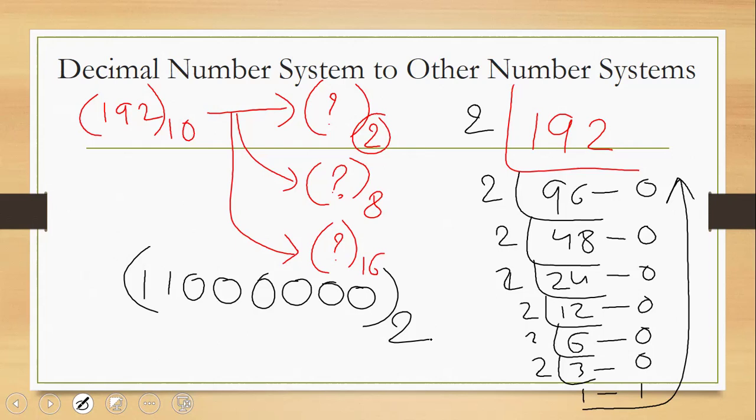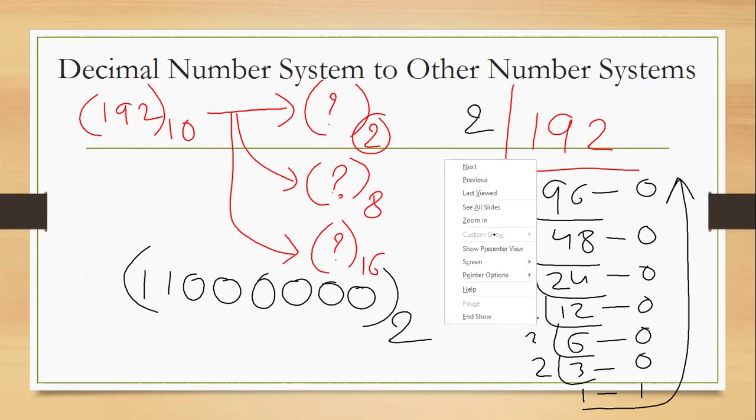But what you want to do is remember which number system you are converting to. That is more important here. So this is the conversion from the decimal number system to the binary number system. Likewise, we can do the conversions for the decimal number system to the octal number system and the hexadecimal number system as well. So I would like to go on with the next one.